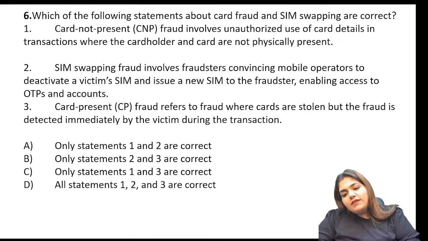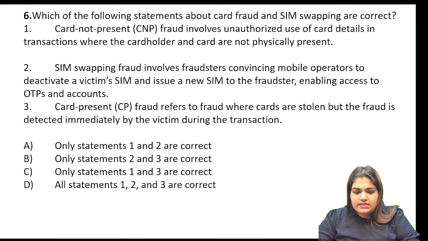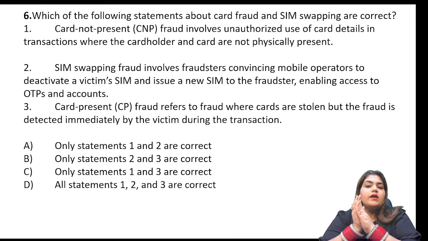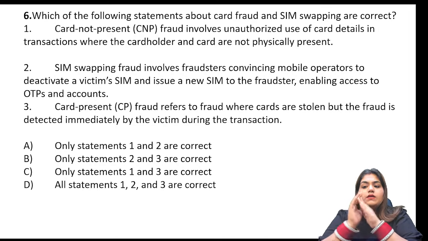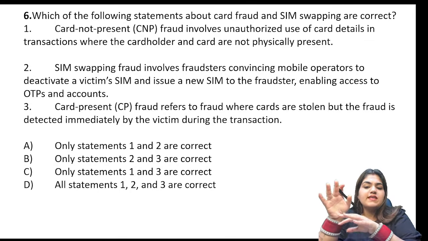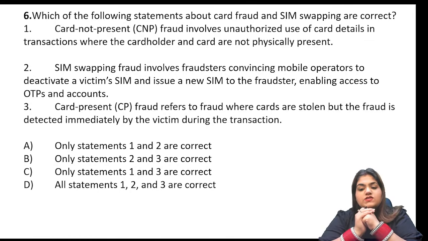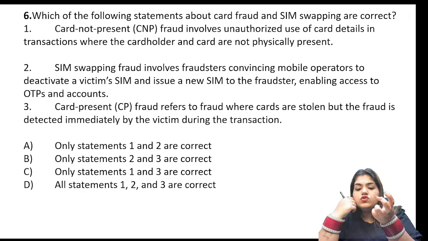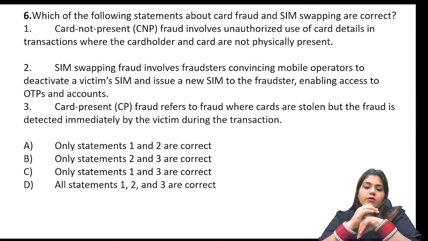Statement number 1 is correct. Yes, 1 is correct. 2 is correct. Look, CNP frauds occur when card details are used without the physical presence. So typically, in e-commerce and phone transactions, CNP is used. SIM swapping fraud is when the fraudster tries to use your OTPs and your data to commit fraud.